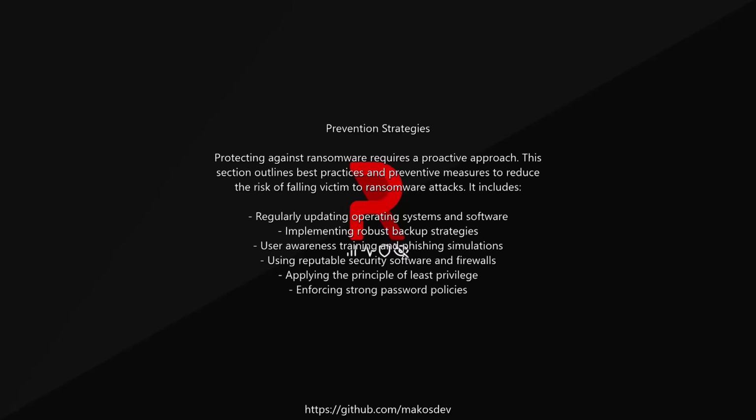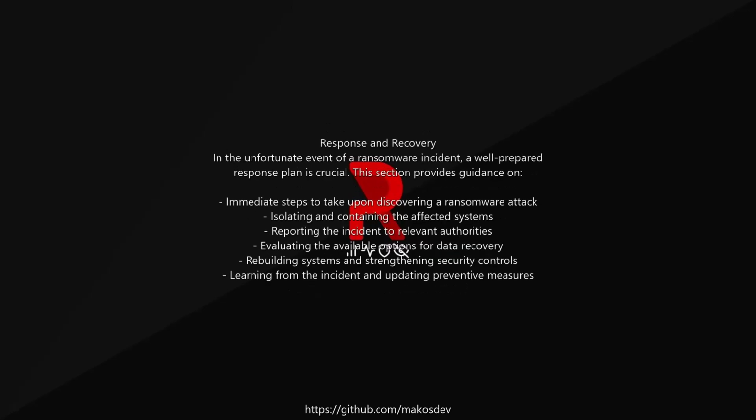Prevention strategies. Protecting against ransomware requires a proactive approach. This section outlines best practices and preventive measures to reduce the risk of falling victim to ransomware attacks. It includes regularly updating operating systems and software, implementing robust backup strategies, user awareness training and phishing simulations, using reputable security software and firewalls, applying the principle of least privilege, enforcing strong password policies.